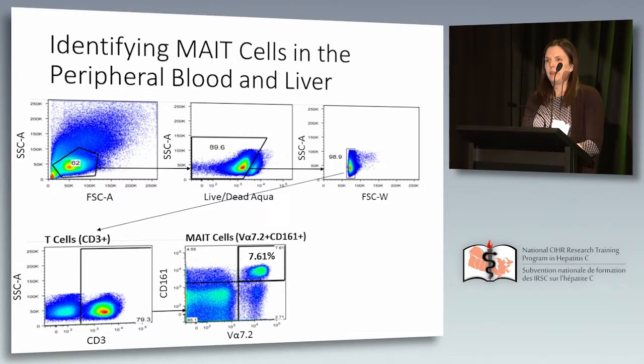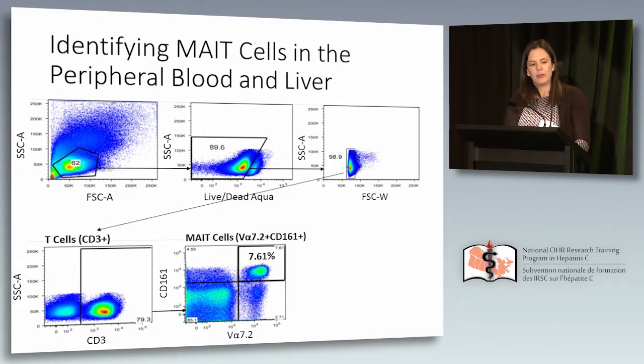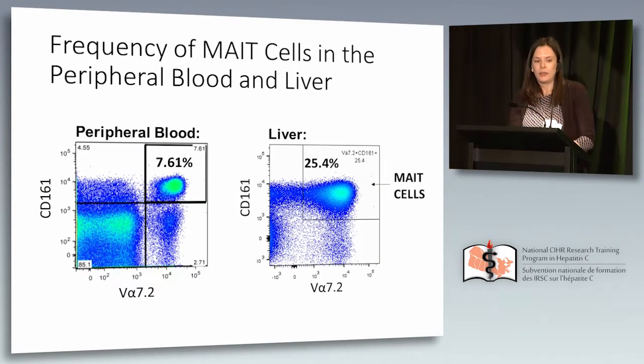In order to identify these cells, we used markers such as CD3 that identifies T cells, CD161, and V-alpha 7.2, which is the invariant alpha chain of the invariant T cell receptor expressed on MAIT cells. And what we see in healthy individuals is that up to 10% of the CD3 T cells in the peripheral blood are MAIT cells. And what's of particular interest for hepatitis C is that in the liver, up to 20 to 40% of the CD3 T cells are MAIT cells.